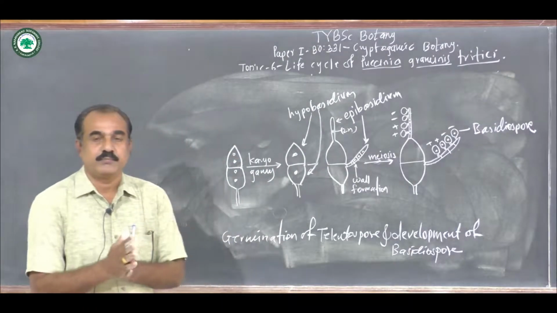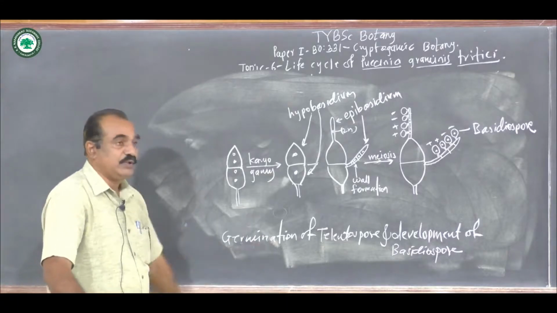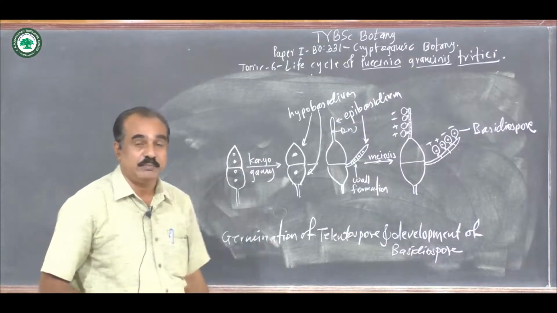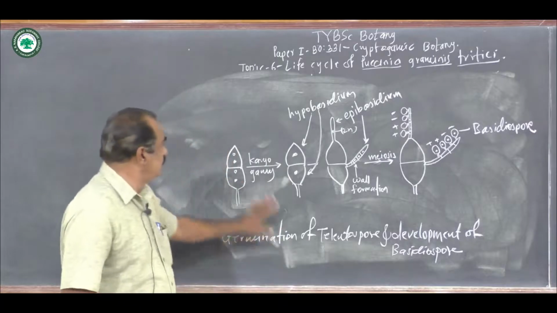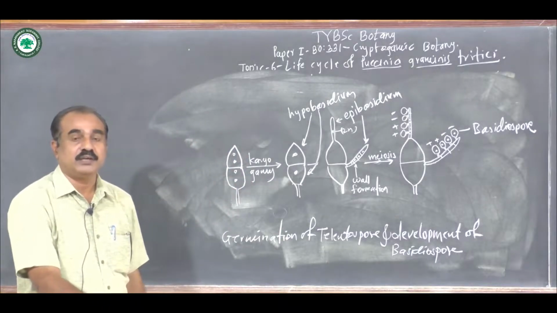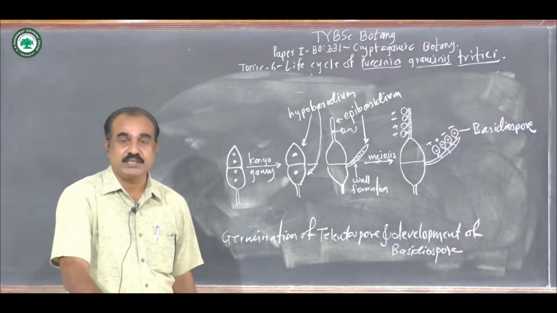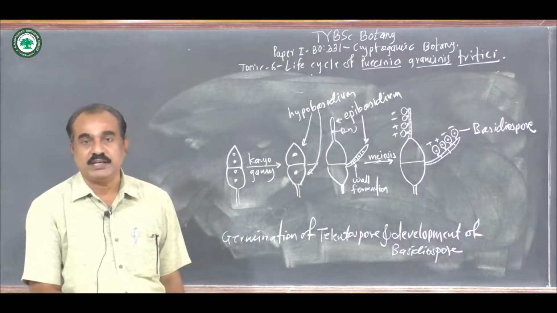Now third stage, that is the Basidiospore. Here the germination of the Teliospore takes place and the development of the Basidiospore. Now this is the Teliospore. It has two cells, and in each cell there are two opposite strain nuclei. And this is the perfect stage in the life cycle of Puccinia graminis tritici.